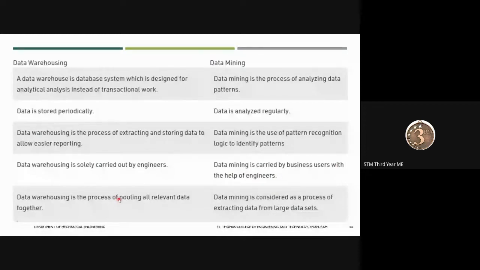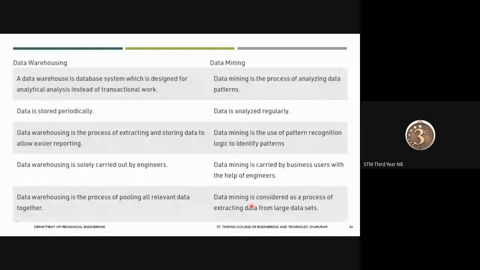And the last one, data warehousing is the process of pooling all relevant data together. In the same sense as mentioned earlier, we are pooling all the data into one storage location. But under data mining, it is considered as a process of extracting data from a large data set. So we are extracting data from the data warehouse. A large data set is present here in the data warehouse, while we are taking a portion of that data from the data warehouse, and that is what is known as data mining. So these are the main differences between data warehousing and data mining.